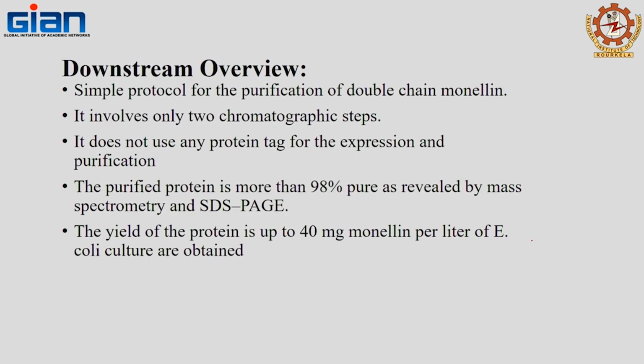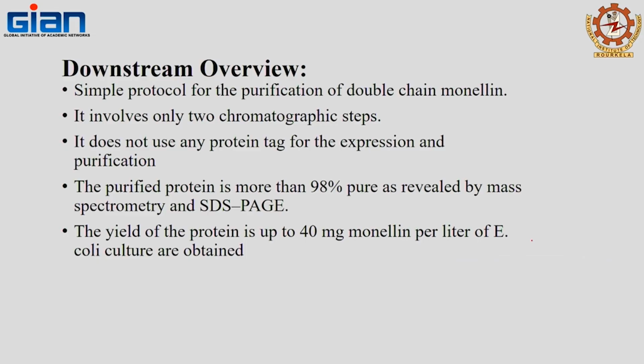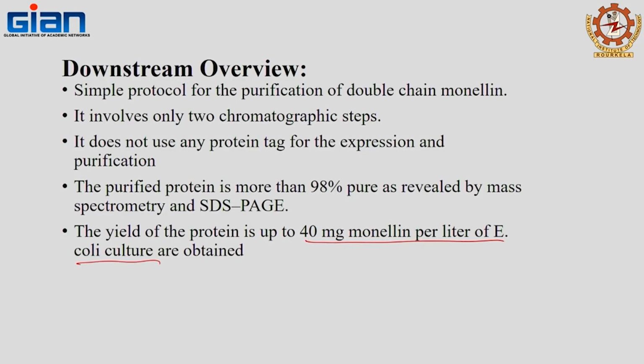Next slide. This is an overview of the downstream processes. The simple protocol for purification of double chain monellin involves two chromatographic steps, so we can achieve the highest purity. It does not use any protein tag or expression tag for purification. The purified protein is more than 98% pure, and we can analyze it using SDS-PAGE. The yield of protein obtained is up to 40 mg per liter of E. coli culture.